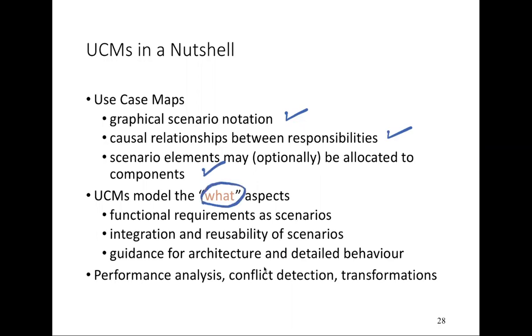That's why the GRL is used to model goals in the early requirement engineering process, while the UCM, because we would like to model scenarios and the responsibilities, is used to model the scenarios at the later stage of the requirement engineering process. We consider functional requirements in the UCM as scenarios. Also, we consider integration and reusability of scenarios as part of the UCM model. The guidance for architecture and behavior detail is the main characteristic of the UCM. UCM is used not only in performance analysis, but also in conflict detection and transformations.